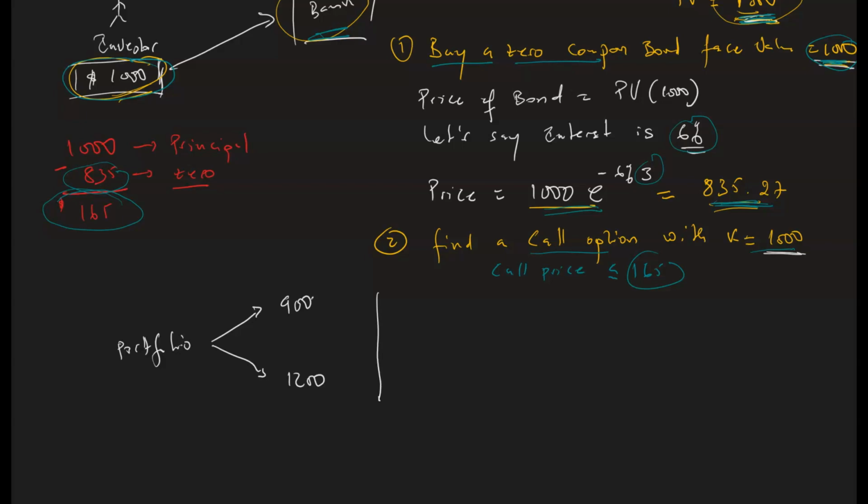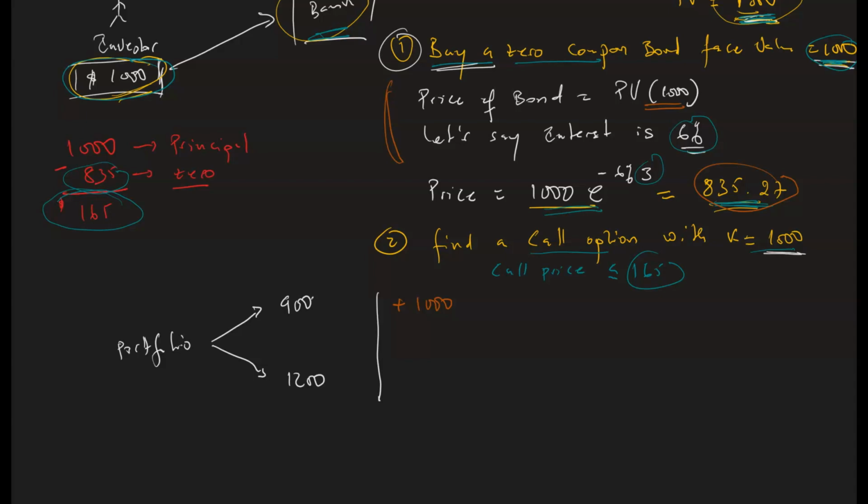Well, in 3 years, we have a position in the zero coupon bond, which means that we will be receiving the present value of our investment, which is 835. So we are receiving $1,000 from our zero coupon bond. Now, what do we do with $1,000? Well, it depends on whether our option contract is in the money or out of money.